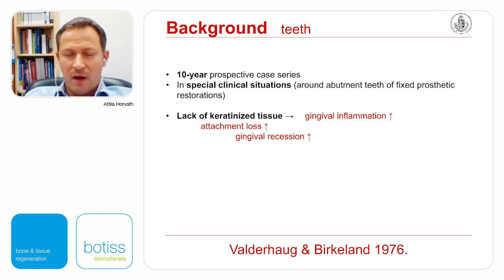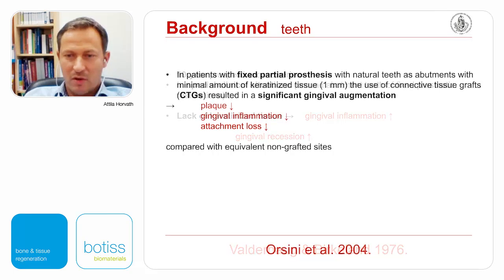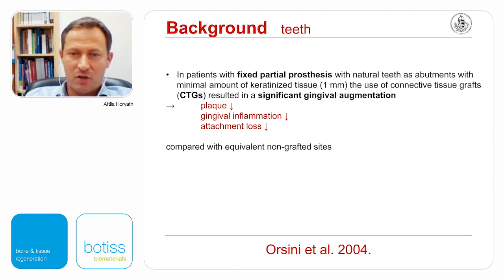Now, funny enough, another group has done this research vice versa 30 years later. In case there was a lack of keratinized gingiva, less than 1 millimeter around fixed partial prostheses like bridges and crowns, they did connective tissue grafting with a significant gingival augmentation, and what they found is less plaque, reduced inflammation of the gum, and the attachment loss was reduced as well compared to the non-grafted side.